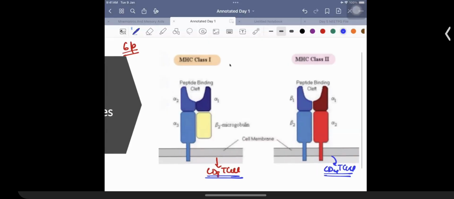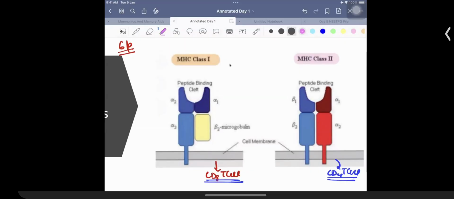Why is it so? Because of the simple reason that whenever we are going to be talking about MHC1, this is the antigen binding cleft. So antigen over here in case of MHC1 is between two chains alpha 1 and alpha 2. And whenever I'm going to be talking about MHC class 2, the antigen over here is between two chains which are given the name of alpha 1 and beta 1.